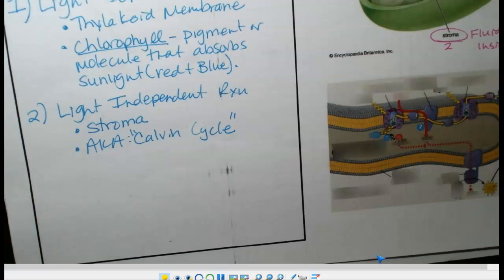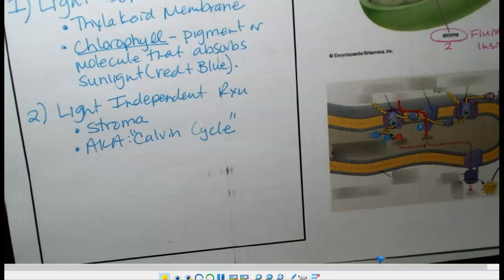Sometimes they call it the dark reaction. I just don't like the term dark reaction because it implies that it has to be dark for it to happen, when that's not the case. It can happen, but light doesn't have to be present. So I like to say Calvin cycle or the light independent reaction.